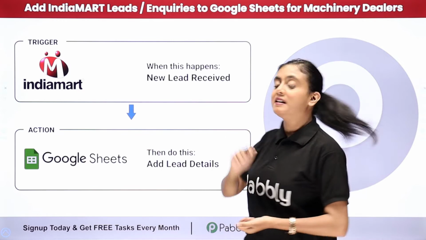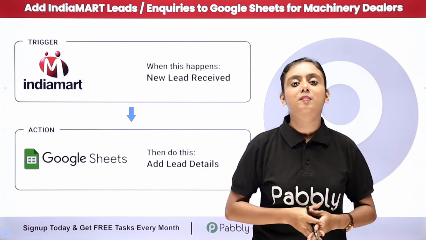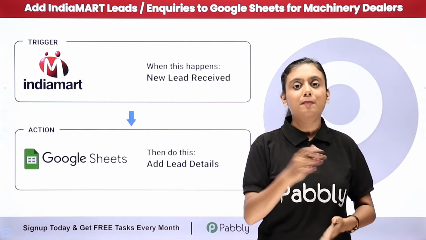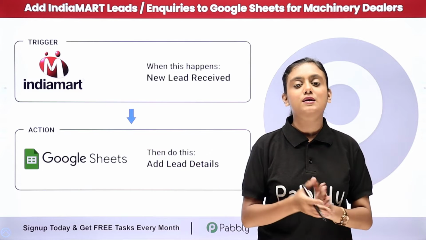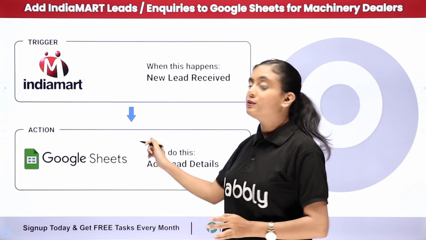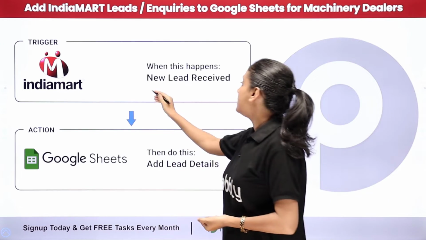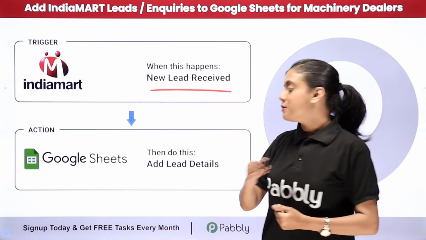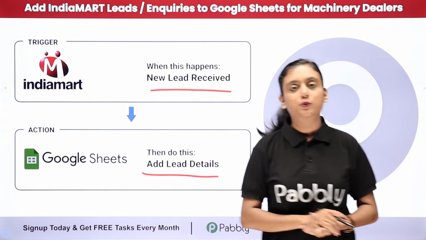Sheets for machinery dealers. So I am an owner of a machinery dealer business and I promote my business and receive leads on my IndiaMART account. Now as I've created the connection between IndiaMART and Google Sheets, whenever I receive a new lead on my IndiaMART account, automatically the details are added in my Google Sheets.